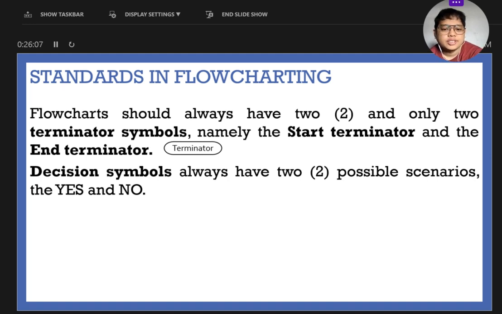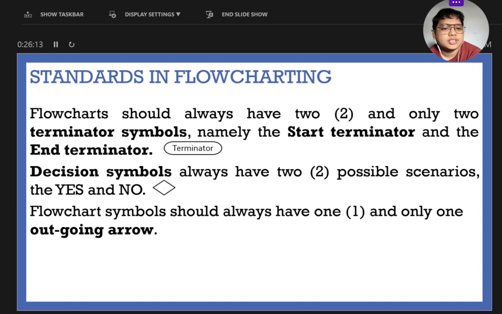Okay? So this is a decision symbol. Next, the flowchart symbol should always have one outgoing arrow. Since the arrow signifies that there is a progression of flow, it is a requirement that symbols should only have one arrow to other symbols. So we are limiting our thinking to single-threaded flow. Hence, a symbol can only be succeeded by one symbol.